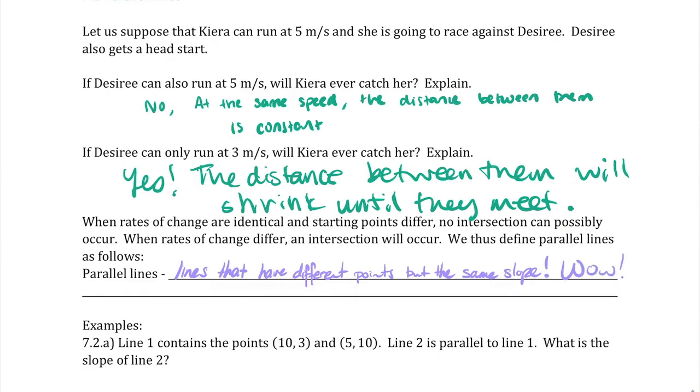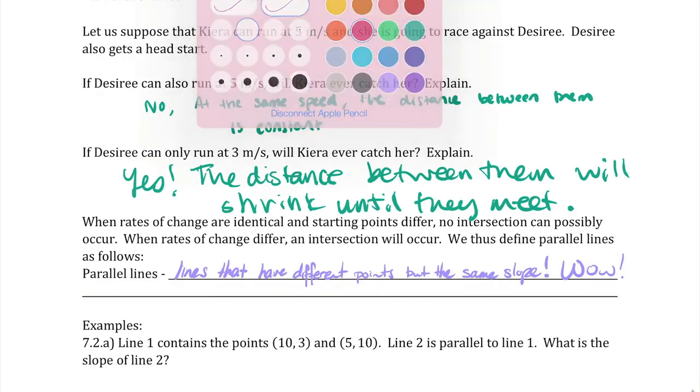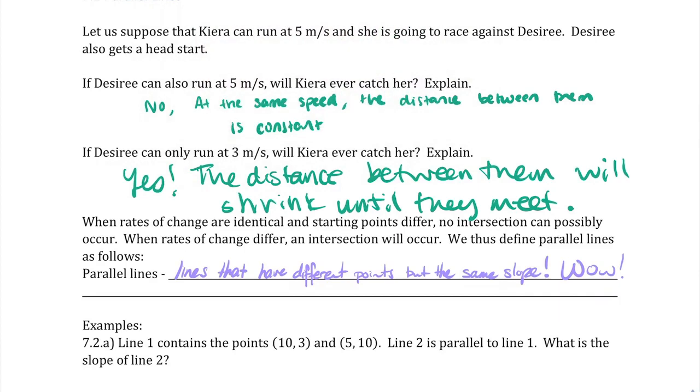Parallel lines have different points, but the same slope. So, if we take a look at this example, we have line 1, and line 1 contains the following points: (10, 3) and (5, 10). Line 2 is then parallel to line 1, so we have to find the slope of line 2.